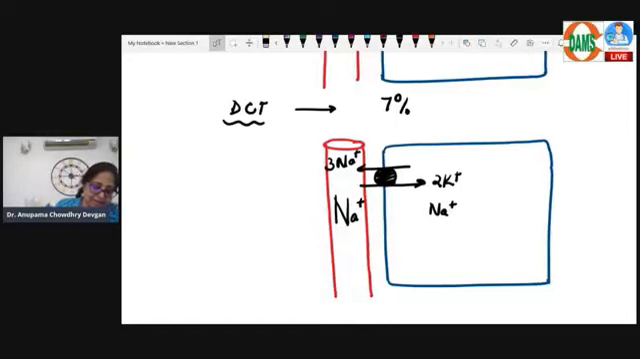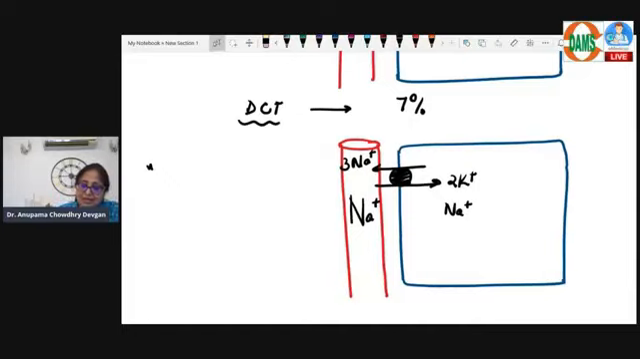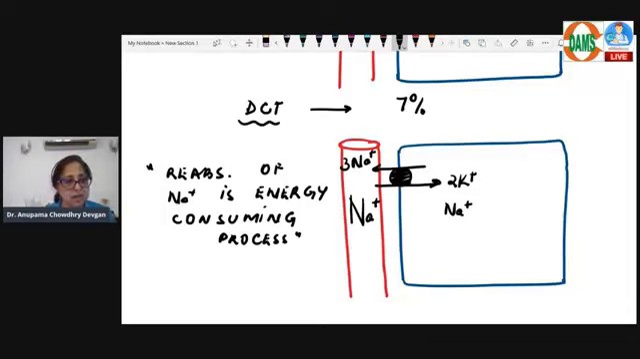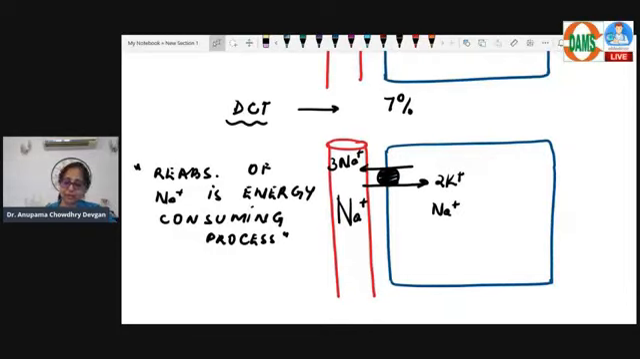Please remember, there is a line in your textbook which says, reabsorption of sodium is an energy consuming process. Why is reabsorption of sodium an energy consuming process? Because whenever sodium moves from cell to plasma, it is against a concentration gradient. It needs energy. So this is your basolateral membrane, sodium potassium pump.